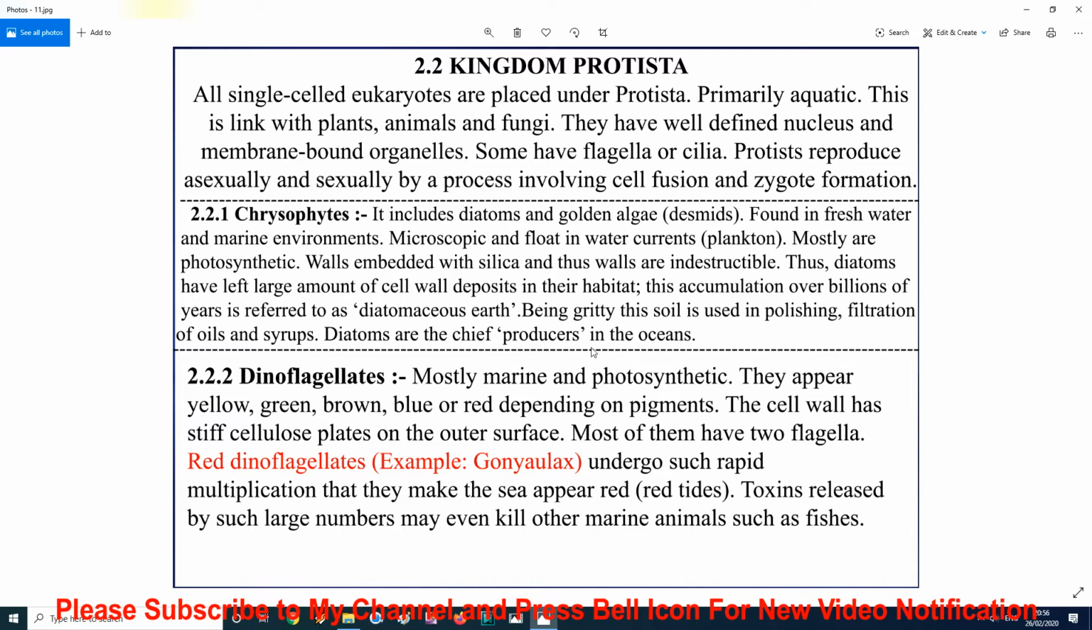Diatoms are the chief producers in the oceans. Inside the ocean there are fewer plants, but diatoms, chrysophytes are there, especially diatoms, which are responsible for producing the maximum amount of food material by photosynthesis. So this is about chrysophytes, the first type of Kingdom Protista, generally plant-like Protista.